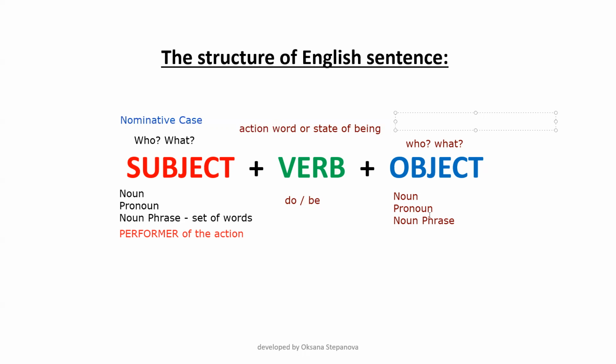And the object is expressed by different cases, such as the accusative case, the dative case, the prepositional case. So for those people who learn cases in the first language, it might be much easier to understand the whole idea of this topic of English grammar. So let's look at some examples.